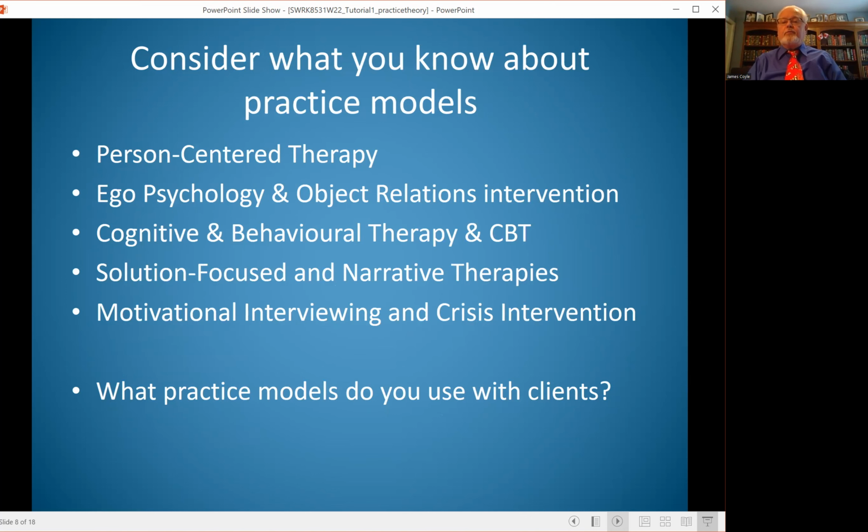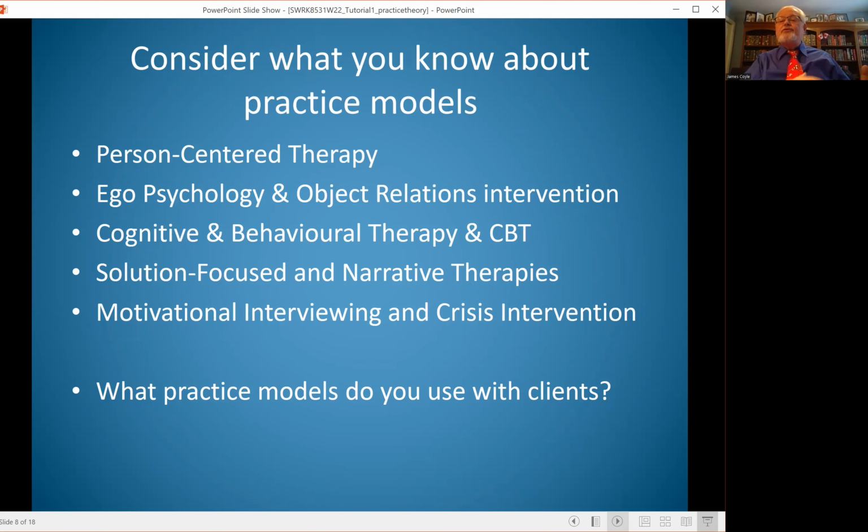Also, think about what you already know about practice models. Although this course is going to focus on teaching you about these models, we aren't in a vacuum here. You've been working in the field, and it is helpful to take a look at what you've already learned, what you learned in previous courses, what you have learned at work, what you're already using.